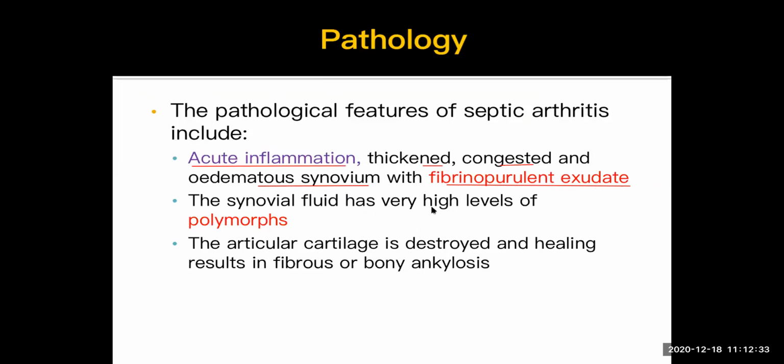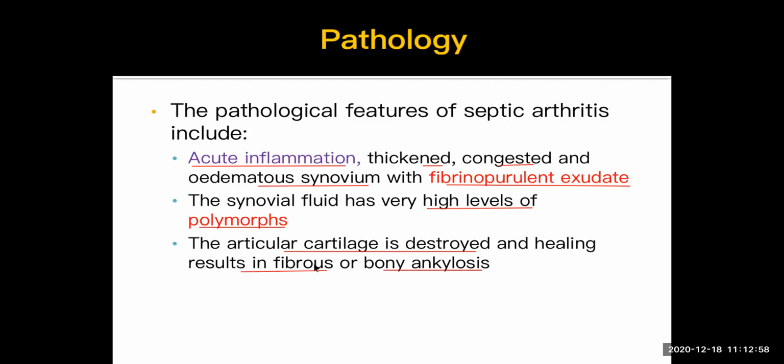The synovial fluid has very high levels of polymorphs or neutrophils. For the diagnosis, we need more than 50,000 WBC, I should say, and 75% of them should be neutrophils. The articular cartilage is destroyed and healing results in fibrous or bony ankylosis.